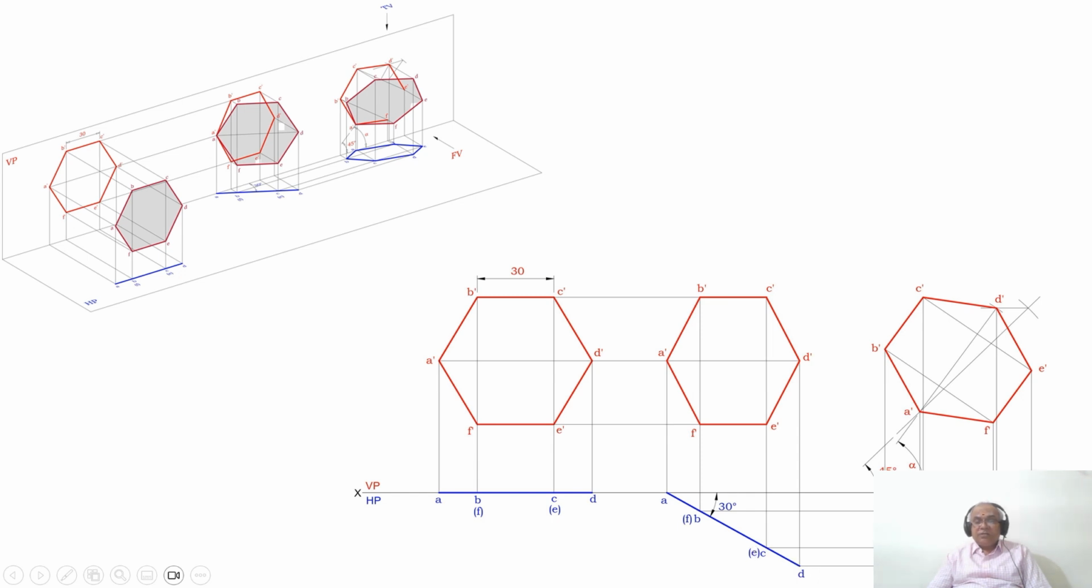Similarly, draw a horizontal projector from D and draw a vertical projector from D dash, and both these 2 lines are going to intersect at this point. You mark that point as D. Then join A to B, B to C, C to D, D to E, E to F, F to A with a dotted line. So this is all. You will be able to analyze this problem in 3D and also solve it manually in the sketchbook.